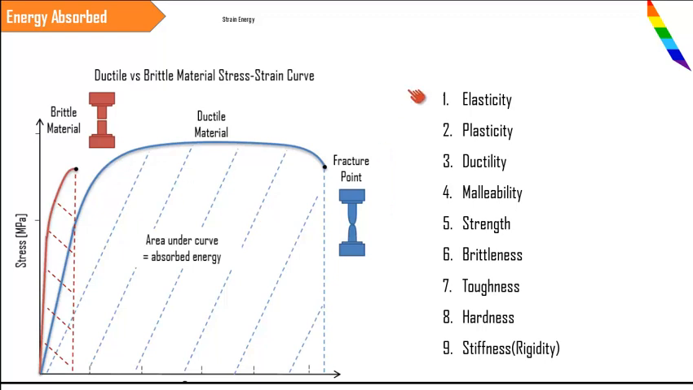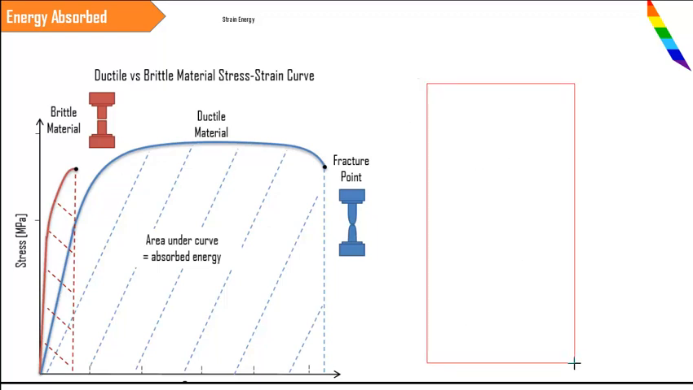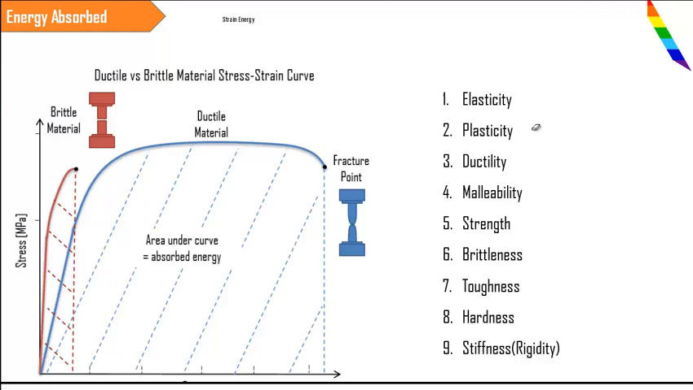Now these are some of the major properties that we can discuss using the stress strain curve. Some of the major properties. The first property is elasticity. That is very evident, or it's very easy to understand. Elasticity is the ability of a material to come back to its initial position when the load is released. That's how elasticity is defined.